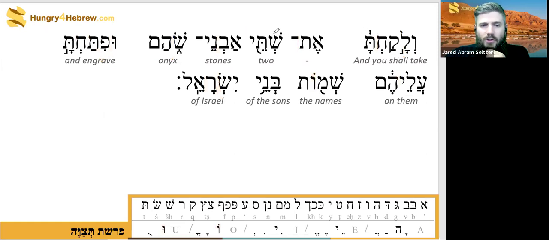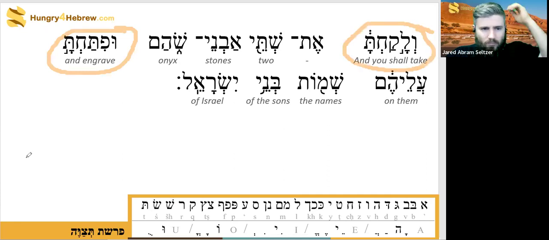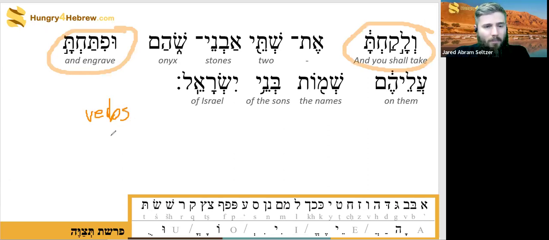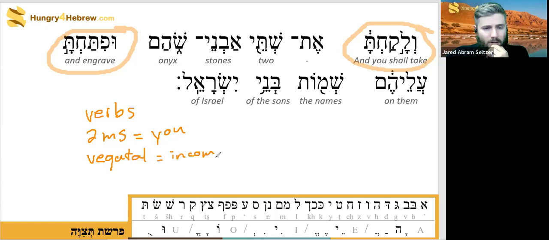All right, let me read through one time. Velakachta et shtei avnei shoham ufitachta alehem shemot b'nei Yisrael. What do these two verbs have in common? Anybody able to answer? Second person, masculine. They are both second masculine singular, meaning you, a man, are the subject. Vekatal. Good. They are both vekatal, so some sort of incompleted action. That probably sums up most of the relevant similarities. We could say they both end in chet, but that's not relevant.